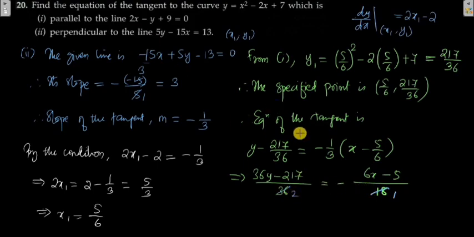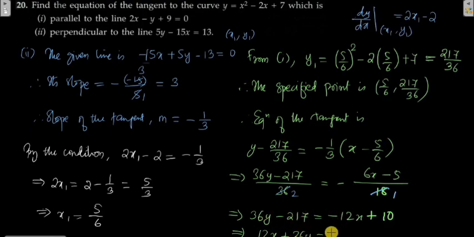I'm not going to do the entire simplification. So you get 36y minus 217 is equal to, when this 2 goes out here, you get minus 12x. Minus into minus is plus, 5 into 2 is 10. Now you take this out here, so when you take this out here, you get 12x plus 36y. Now bring this out there, you are going to get 227.